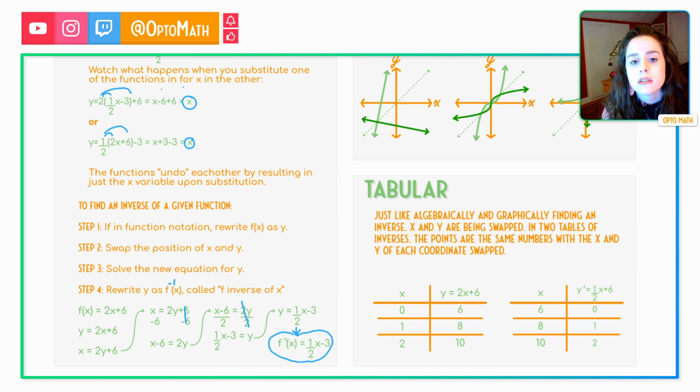We already know these two functions are inverses of each other. We verified it with substitution and we did it with algebra. And that was our original example over here for the algebra. Notice for x on this first table, it's 0, 1, 2. And now 0, 1, 2 have become the y values. On this first table, the y values are 6, 8, and 10. And now they've become the x values in the second table, 6, 8, 10. So you're literally swapping the position of x and y in all three of them. It just looks a little bit different for each of them.